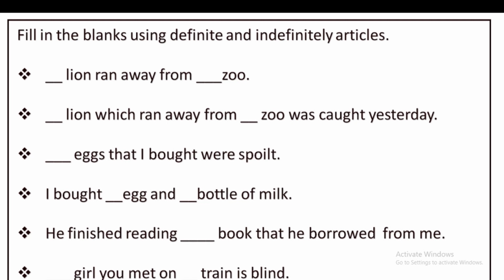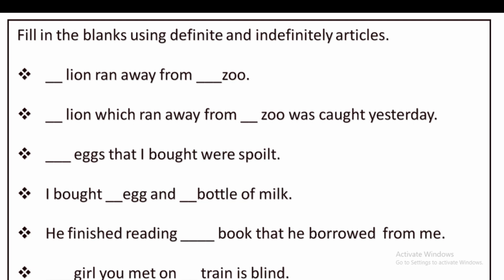Okay, are you ready with the answers? Let us cross-check. Dash lion ran away from dash zoo. Here, yes, you are right: the lion or a lion. A lion ran away from a zoo. We are not talking about a specific lion. There might be many lions. So I'm talking about a lion that ran away from a zoo. If you come to the next sentence, here we will use the lion. Why? Because we are talking about the specific lion which ran away from the zoo. Not from every zoo did the lions run away. We are talking about a specific one. Therefore, the lion, the zoo.